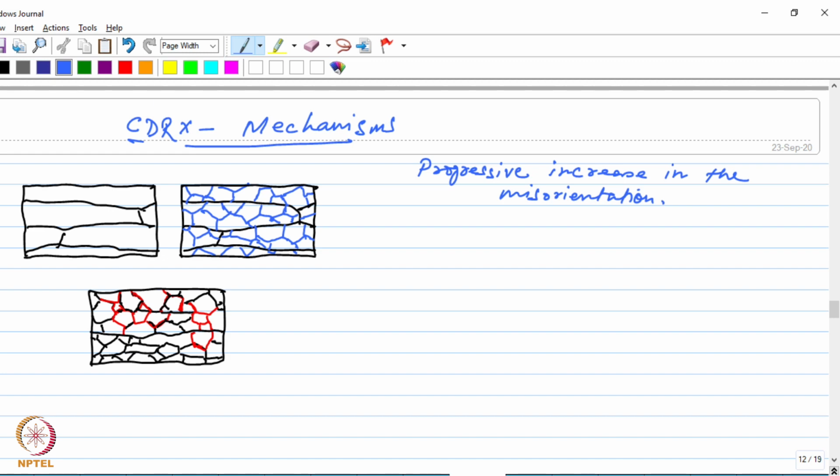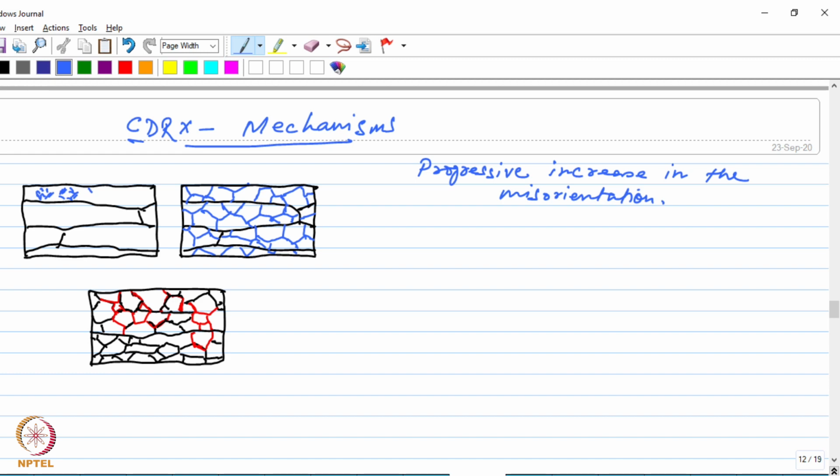So let's say these are the existing grain boundaries, which are delineated by these black lines that you have over here. As you deform the material, dislocations will be generated, and they will tend to rearrange themselves into low energy configurations such as sub-boundaries, right? So when you deform the material, you can have the dislocations being arranged into this kind of boundaries.